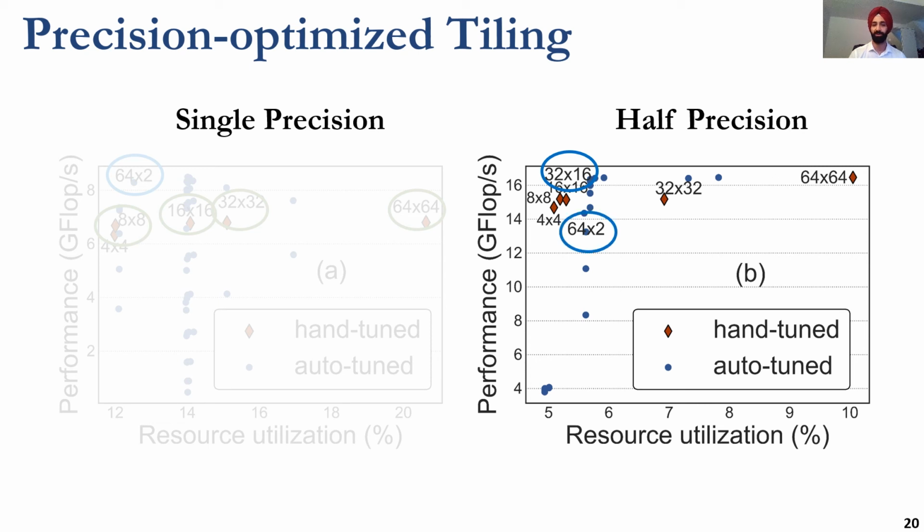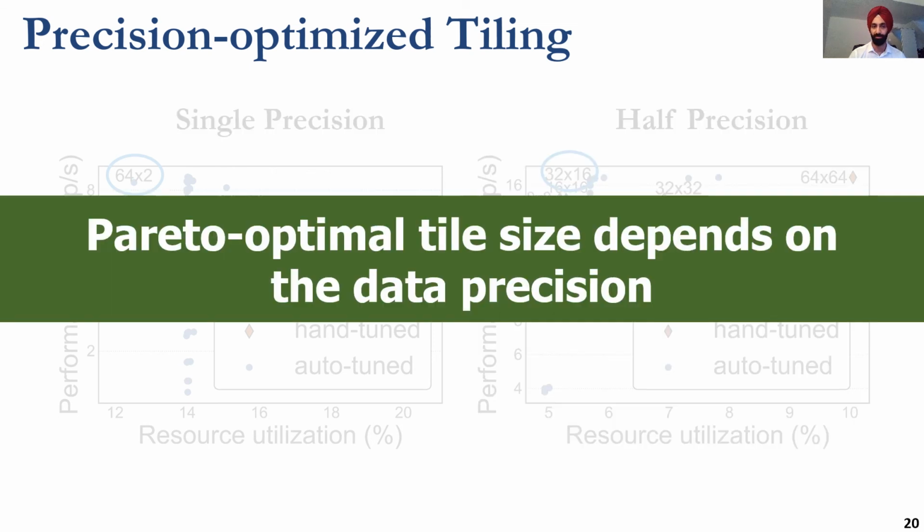As we can see, a good tile size for single precision might lead to poor results when used with half precision. Therefore, the Pareto optimal tile size depends on the data precision, and it is critical to find the right size that maximizes the performance with minimal resource utilization. We employ a similar strategy for horizontal diffusion, and you can find those results in our paper.